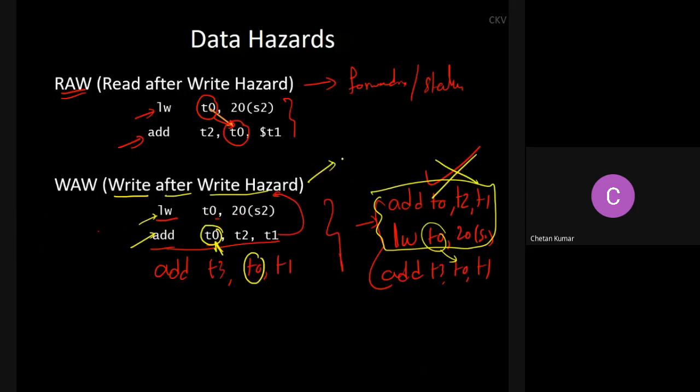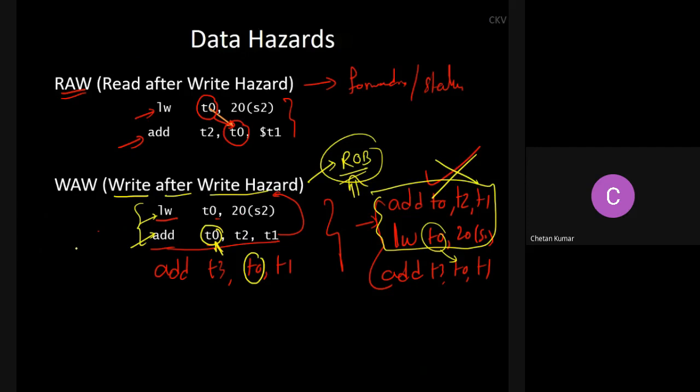Normally, this kind of hazard is resolved with the help of the reservation station and the register reorder buffer, which is beyond the course. We'll not discuss that here, but you have to understand that in this case we can't execute these two instructions out of order. That's the main thing you have to understand here.